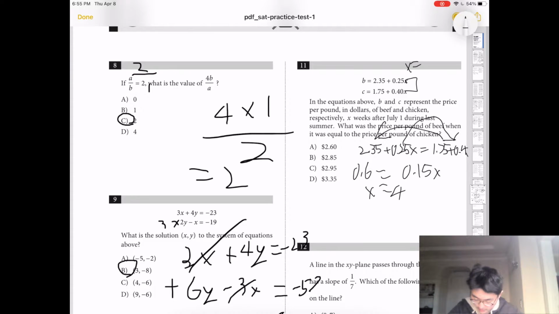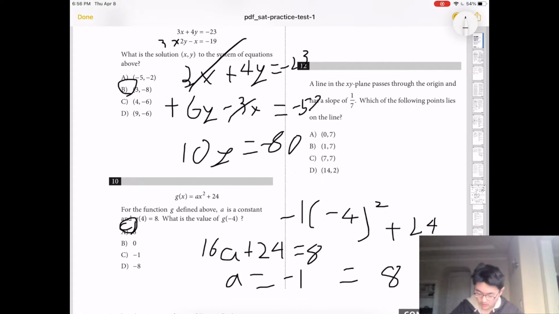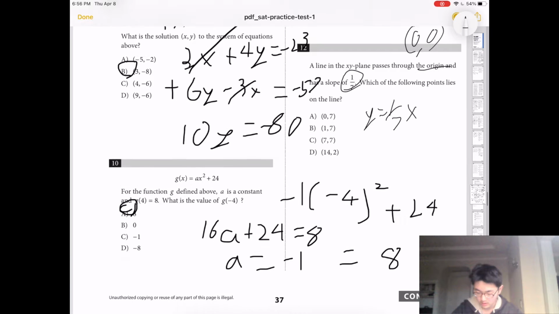And we shove x equals 4 into this equation, and we get 2.35 plus 1, which is 3.35. The answer is D. Alright, next question. Passes through the origin, so it passes through 0, 0, and it has a slope of 1 over 7. So it's y equals 1 over 7x. The only point that matches this requirement is D, because 14 times 1 over 7 equals 2.